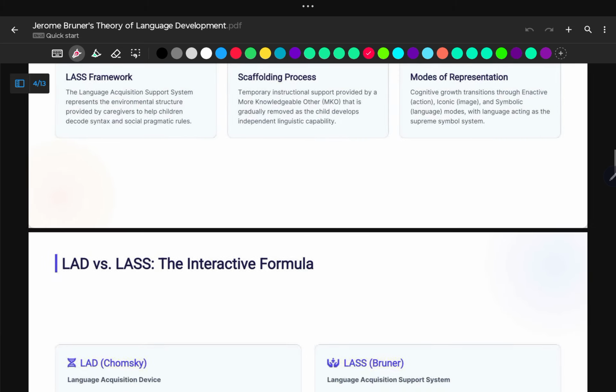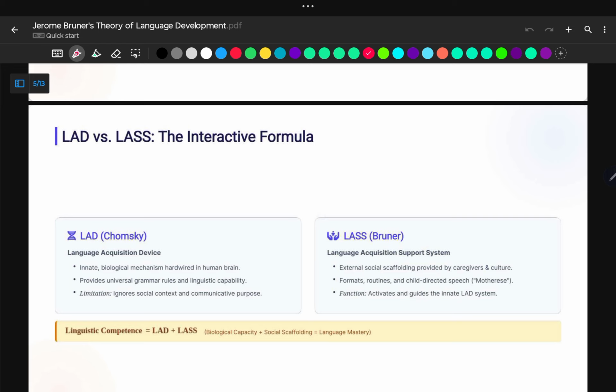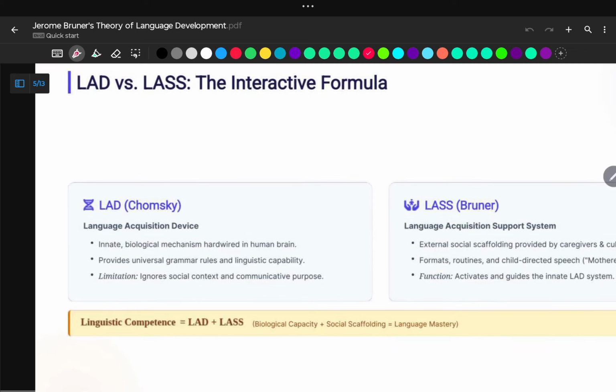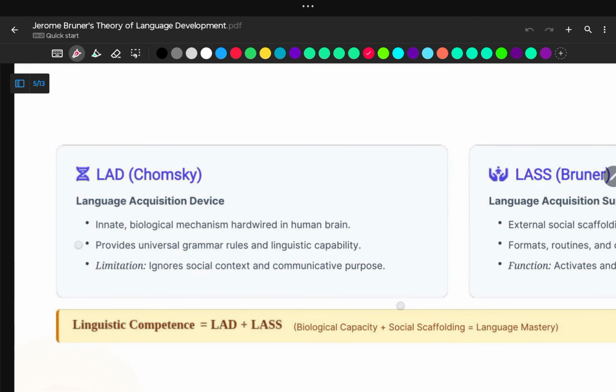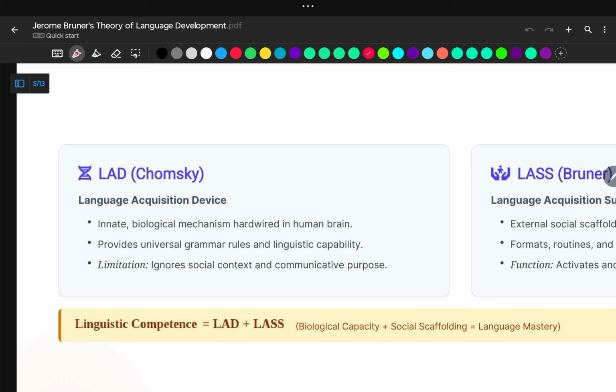Now let's move forward and learn about LAD versus LASS, the interactive formula. We will learn now mainly about the difference between LAD and LASS. LAD, which is known as the language acquisition device, was given by Noam Chomsky. He defined LAD as an innate biological mechanism, hardwired in the human brain, that provides universal grammar rules and linguistic capability.